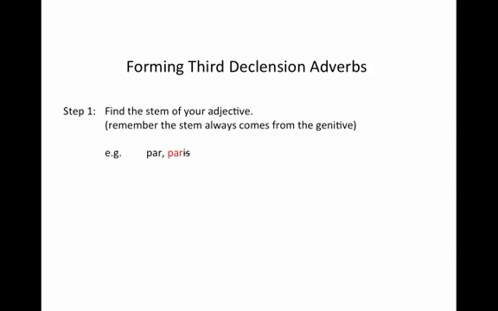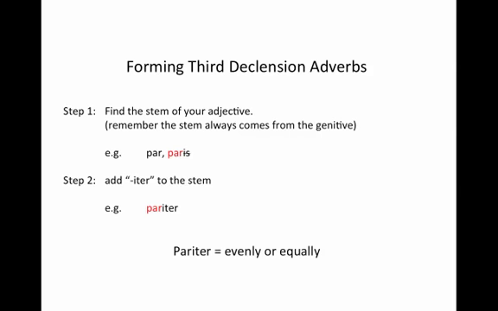So, let's talk about forming third declension adverbs. And there's a few steps to this. The first being that you find the stem of your adjective. And remember, the stem always comes from the genitive. So you go to the genitive and you drop off your is. Next, you add the ending iter to the stem. And it is truly that easy. Now, if you're interested in how this came along, iter is the ablative of the word way in Latin, or road, and this is kind of like by the road of evenness, or whatever adjective you wish to use.